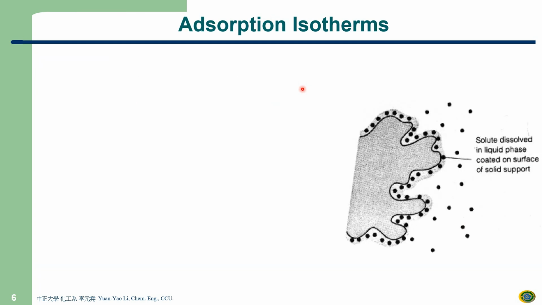Right, so now, this is an important term, we call it adsorption isotherm. Isotherm is 等温线, okay, isotherm. Isotherm means that you keep the process at the same temperature and you measure the differences in the adsorption.